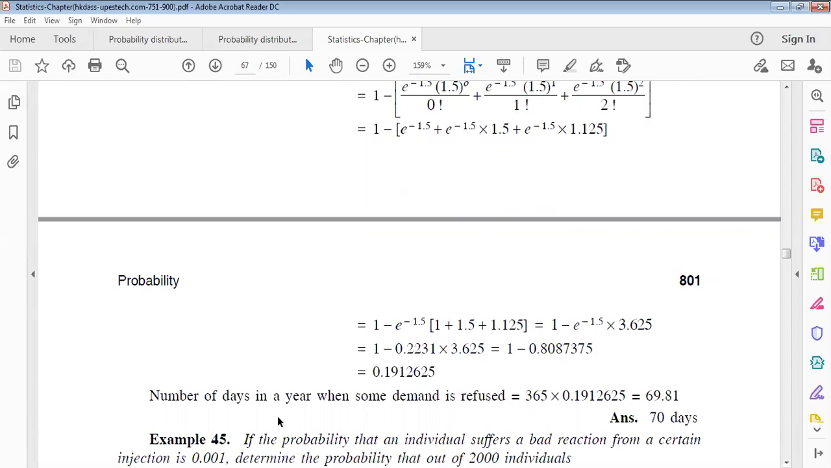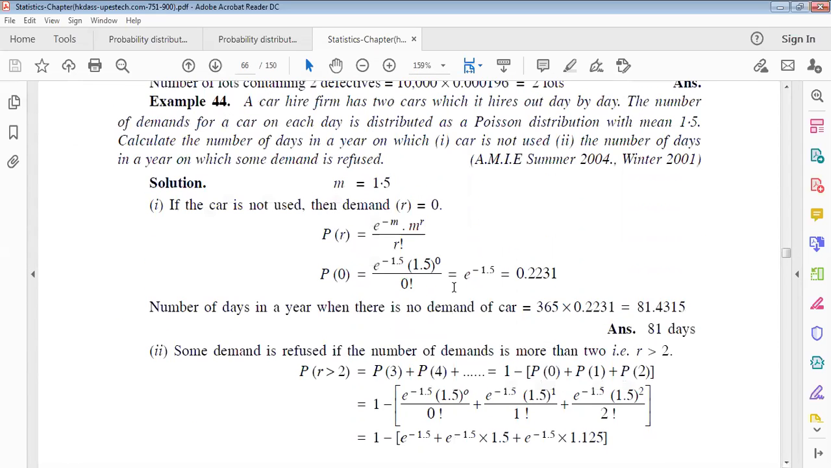So the number of days will be, we have to multiply this probability by the days of the year, that means 365 days. 365 days multiplied by this, how many days will it be? This is approximately 70 days, right? It looks like 70. So 70 days will be the days when demand is refused. Understand everybody? I hope it is very easy for you, just using the formula of the probability density function of the Poisson distribution.